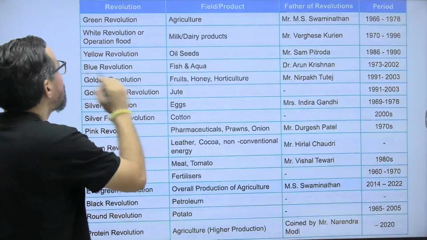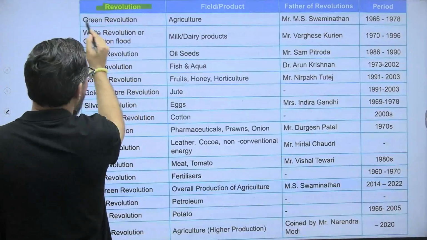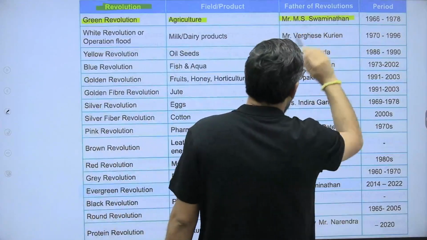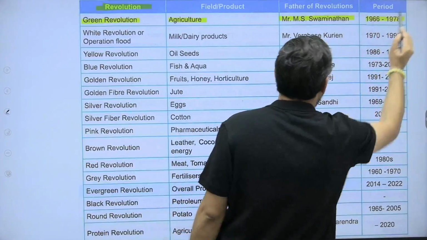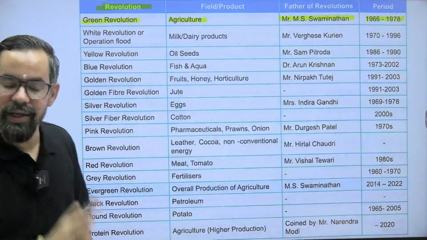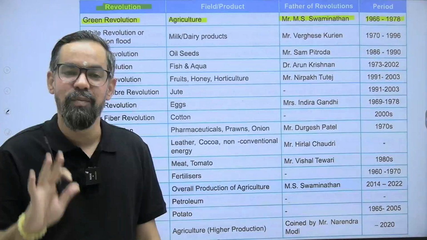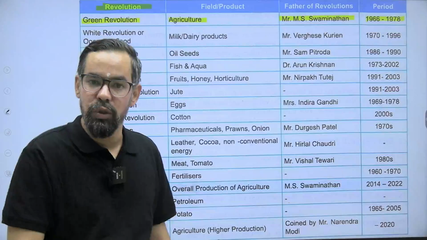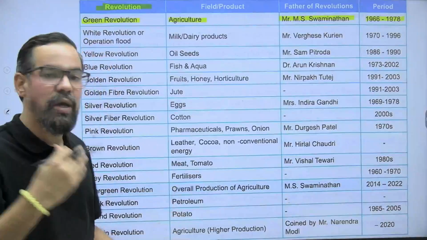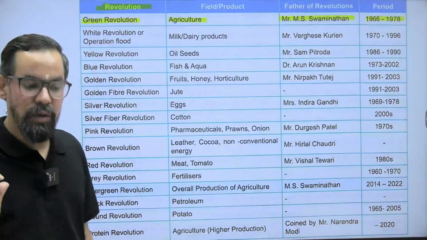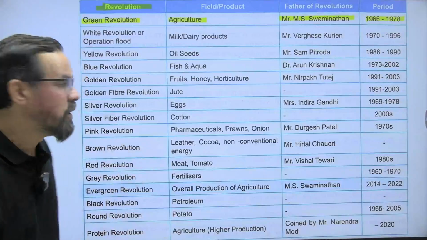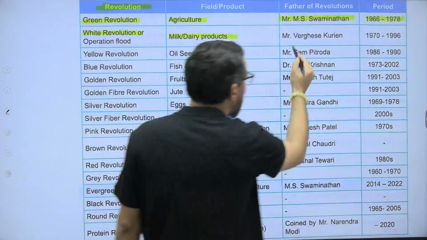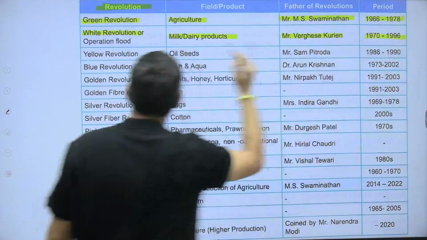So when it comes to the revolutions, we have the Green Revolution, which is related to agriculture. Father was Mr. M.S. Swaminathan, 1966 to 78. No one can remember all these particular words, believe me. And you do not have to worry about this, just have to go through it. This is something we have to revise during the examination period or with the help of multiple questions, right? White Revolution, related to milk or dairy products, Verghese Kurien, 1970 to 96.